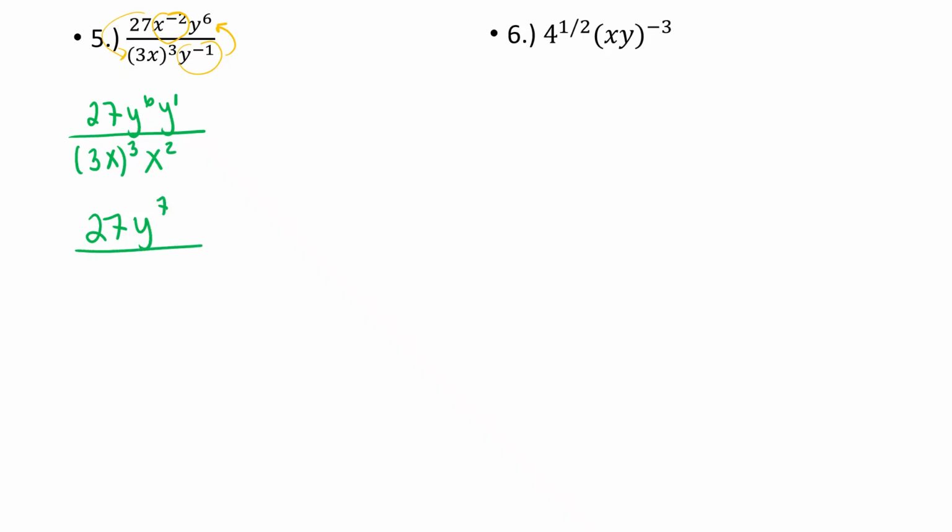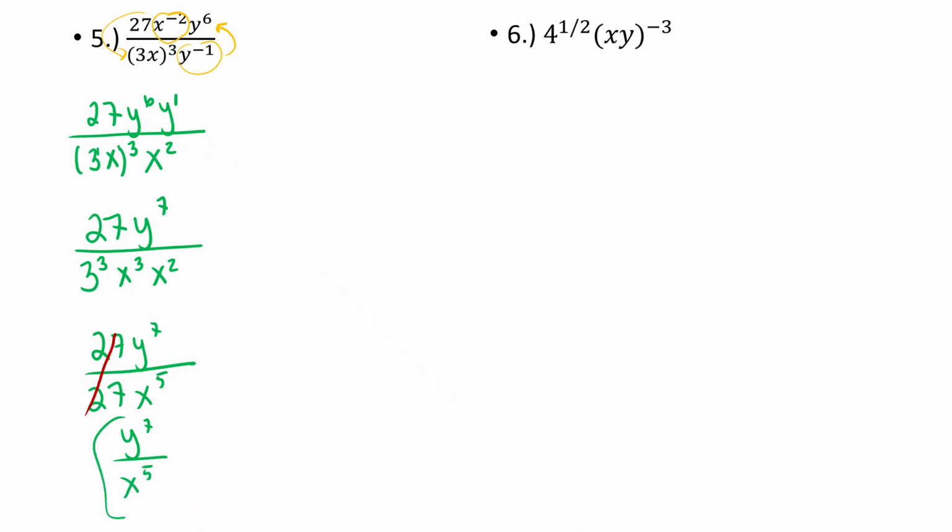And then down here, I'm going to have 3 to the 3rd, x to the 3rd, and then I have the x squared. Numerator will keep the same for the moment. 3 to the 3rd is 27, and x to the 3rd times x squared is x to the 5th. And then 27 divided by 27 is 1. And that leaves me with y to the 7th over x to the 5th.